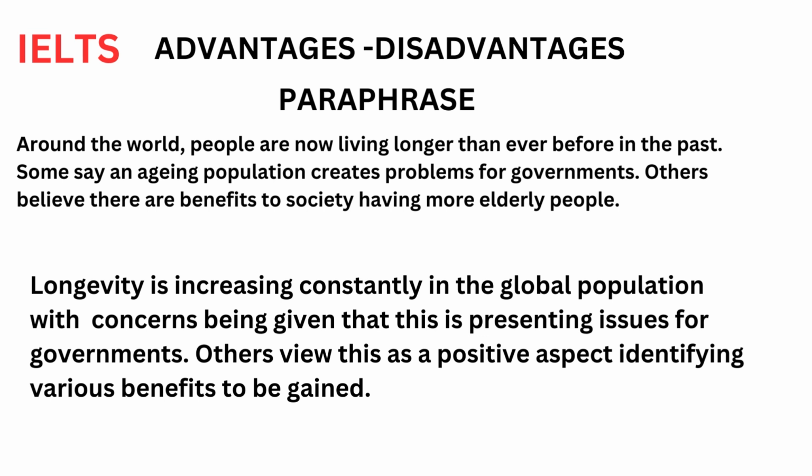And then I've said, with concerns being given that this is presenting issues for governments. The statement actually, some say aging population creates problems for government. So we're just saying concerns are being given, this is presenting issues for government. And then it goes on upstairs as to say, others believe that there are benefits to society having more elderly people. Others view this as a positive aspect, identifying various benefits to be gained.